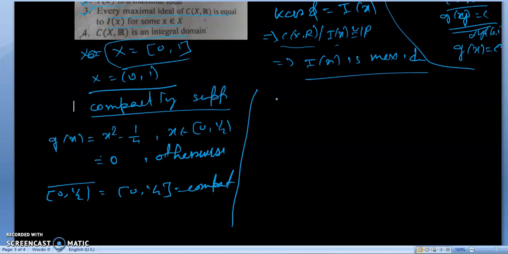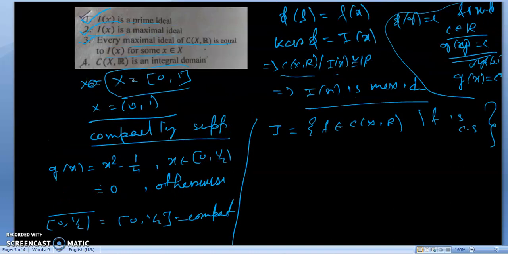Now take a collection of functions J, the collection of functions f in C(X, R) where f is compactly supported. Now let's look again at option 3: every maximal ideal is equal to I_x.